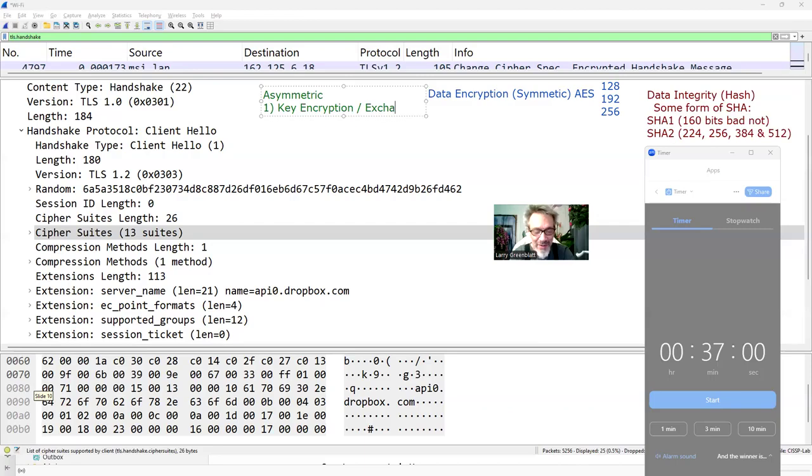So remind me, asymmetric has one key to both encrypt and decrypt, right? No, that's symmetric. That's the key, symmetric, and that's very fast.